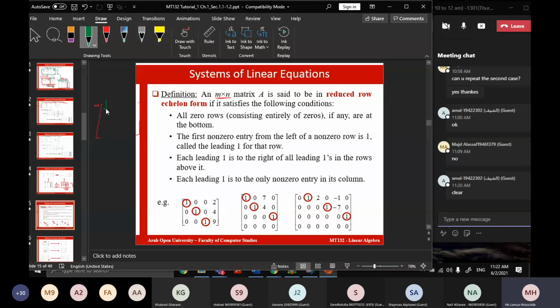And this one we will call the leading one, because it is in front of all the other numbers, so it leads its row. So that you don't forget.